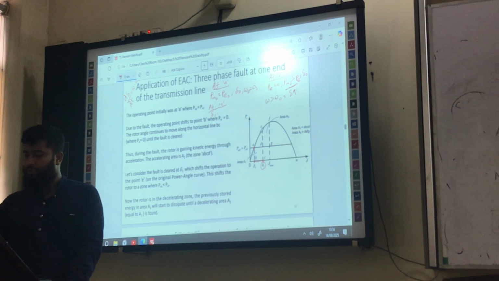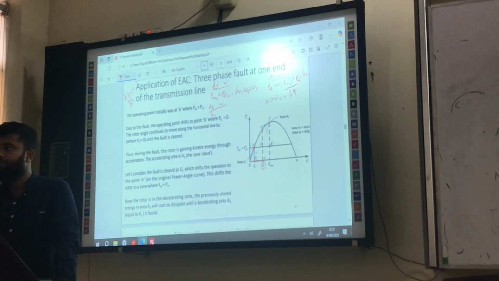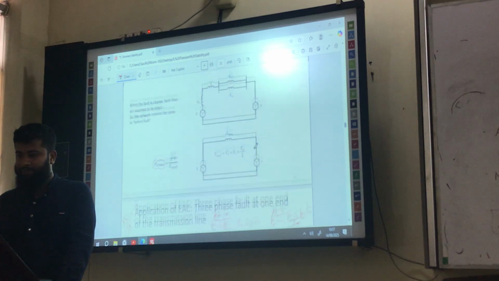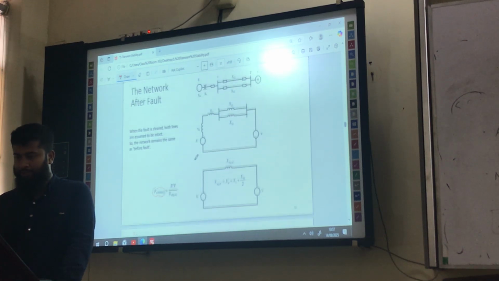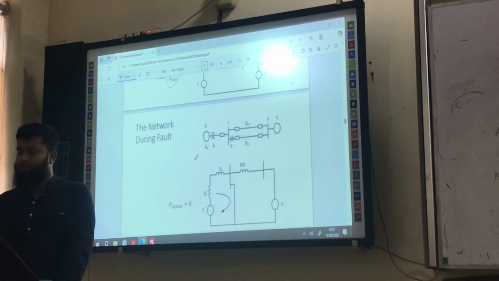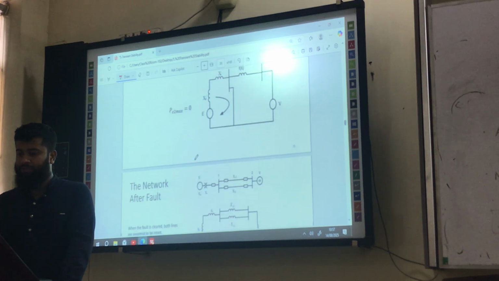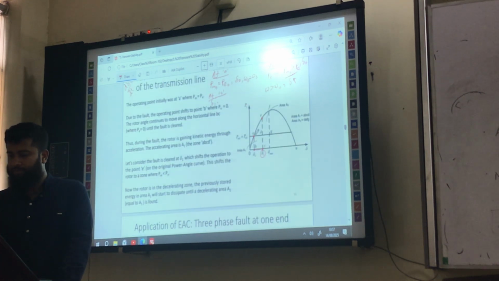So it can jump from this point to this point. The before fault power and after fault power must be the same. So shouldn't it jump to Pe? That's the power level. Good question. He is asking that our before fault power and after fault power should be the same, right? Same means, the before fault power was here, right?